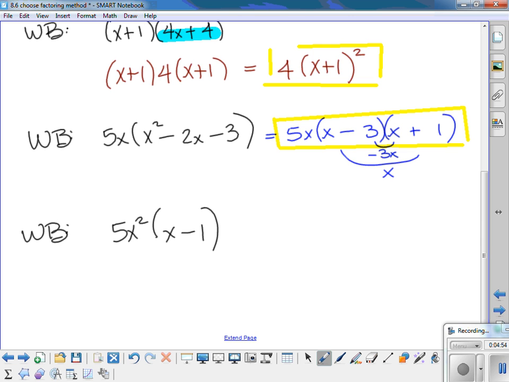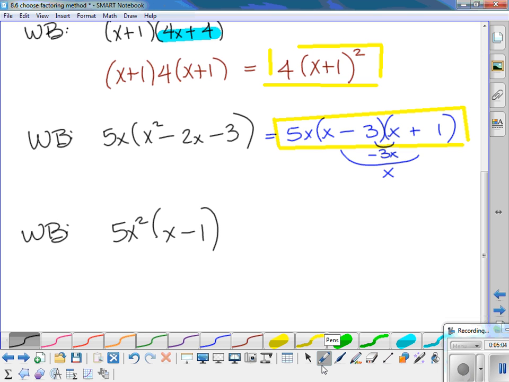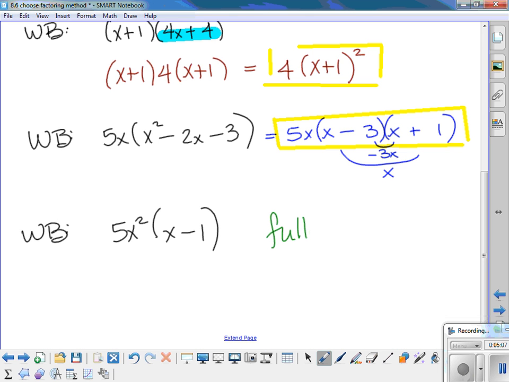All right, what do you guys think about that one? Okay, so it's just x minus 1. Is there anything that I can factor out? No, so that one is already fully factored.